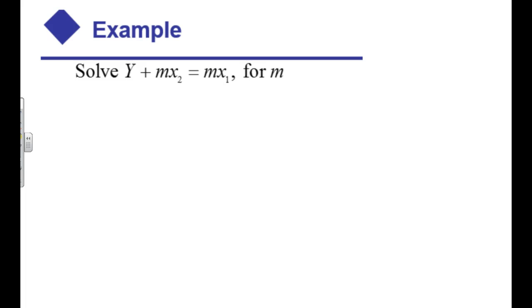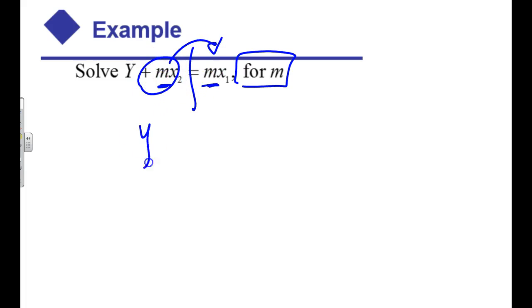So be careful. Students find this very difficult when I stick an m on the left and an m on the right, and then I say solve for m, because it's hard unless you know the trick, which is to get all the m's on the same side and factor. So I'm going to throw this m on the other side. I'm going to leave the y on this side. I'll have m x sub 1 minus m x sub 2.